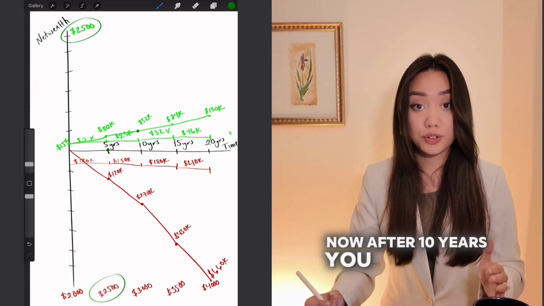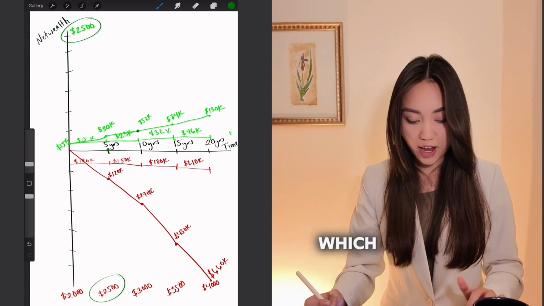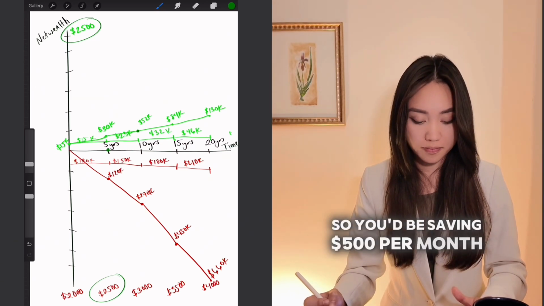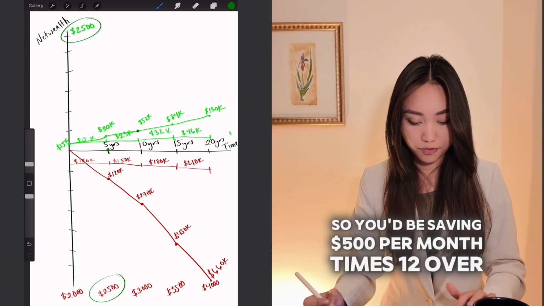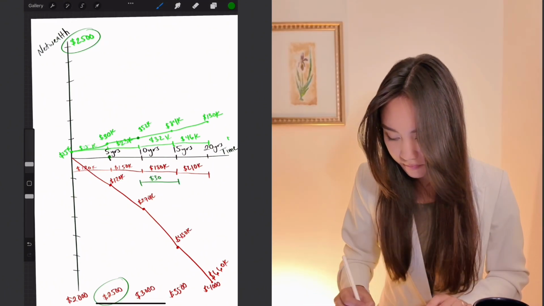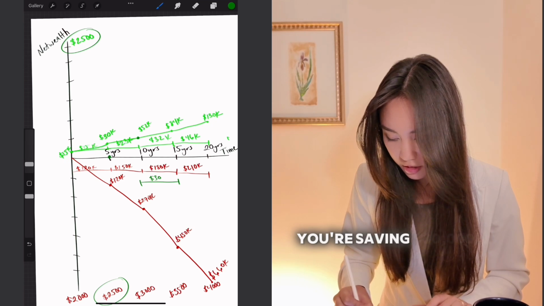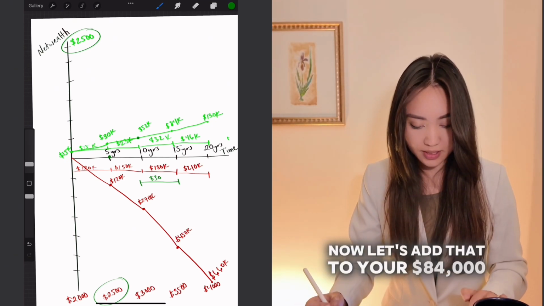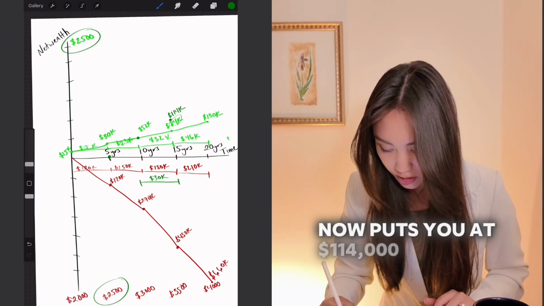Now after 10 years, you move and you're paying $3,000, which is $500 over what your mortgage would be. So you'd be saving $500 per month times 12 over 5 years. That's $30,000. So during this time period, you're saving $30,000 that would have gone to rent. Now let's add that to your $84,000. And that puts you at $114,000.